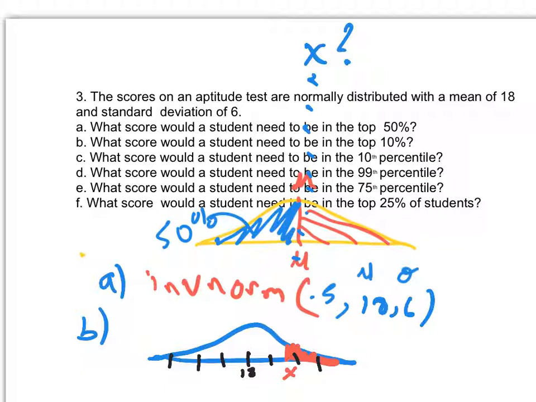So again, you have to ask yourself a question. What's the area to the left of it? The area to the left is going to be 90% because this is the top 10%.